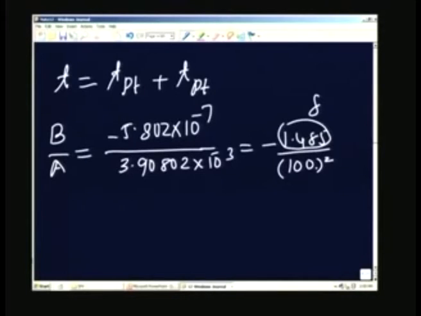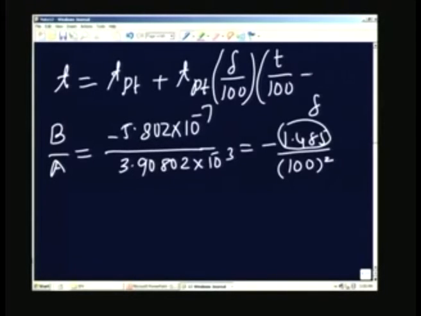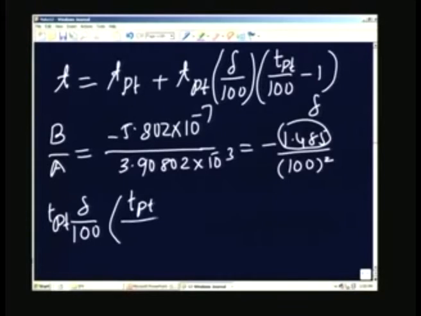Therefore, delta divided by 100 squared is B by A. And if I now go back to that expression and write, the correction will become simply delta by 100. You can verify that T by 100 minus 1, and I am going to approximate it by T PT by 100 minus 1. So, this factor delta by 100 multiplied by T PT multiplied by T PT by 100 minus 1 is called the C, the calendar correction.